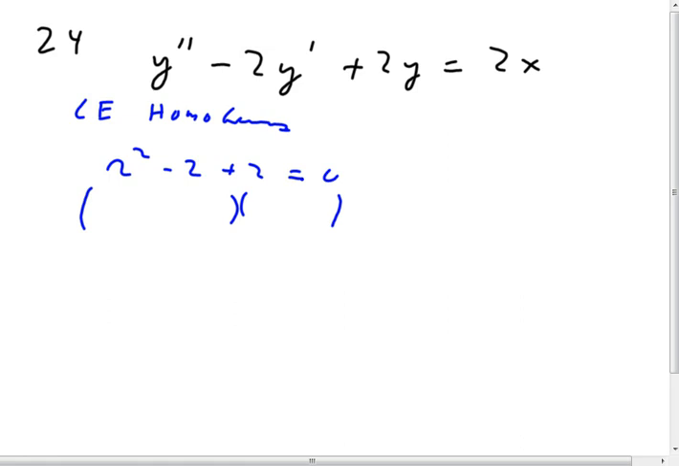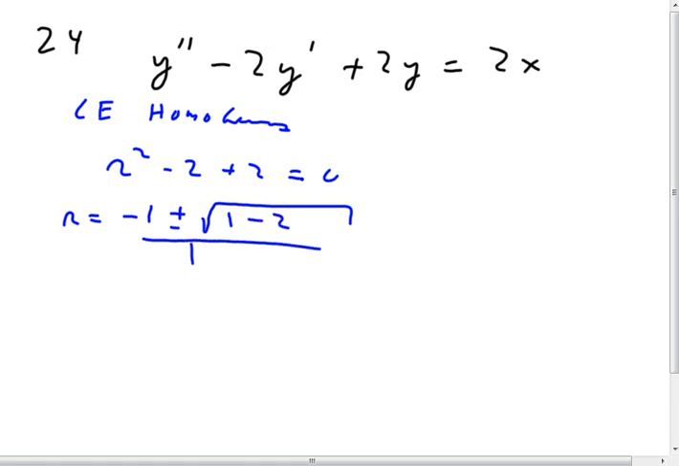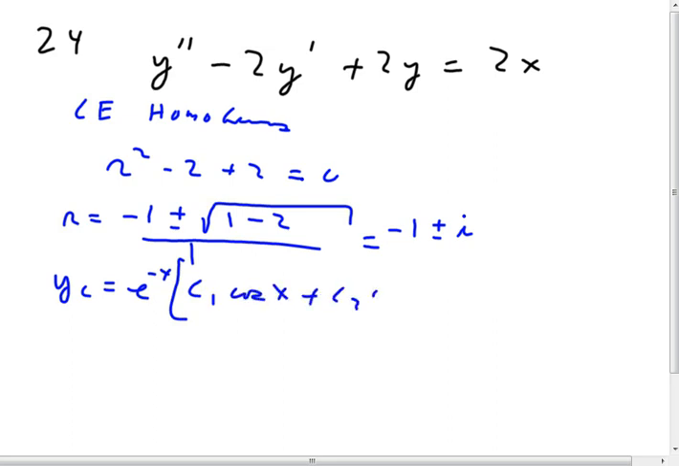Is that really a problem? It doesn't factor. So we're going to use the quadratic formula. So r is going to be minus 1 plus or minus the square root of 1 minus 2, divided by 1. Okay, so we've got minus 1 plus or minus i. Okay, so y sub c is going to be e to the minus x times c1 cosine x plus c2 sine x.